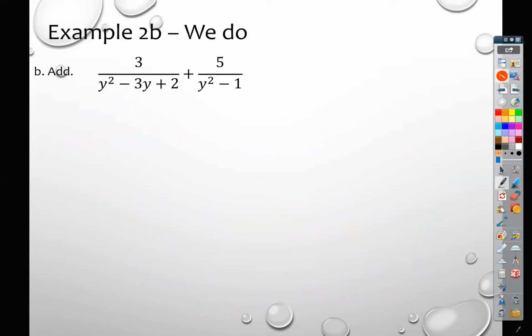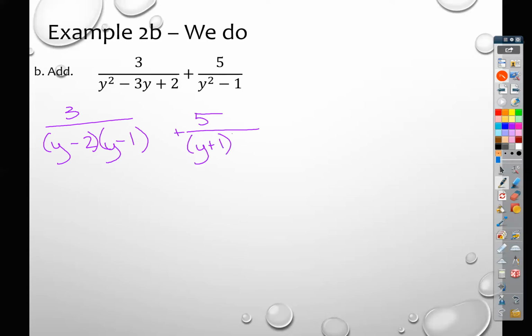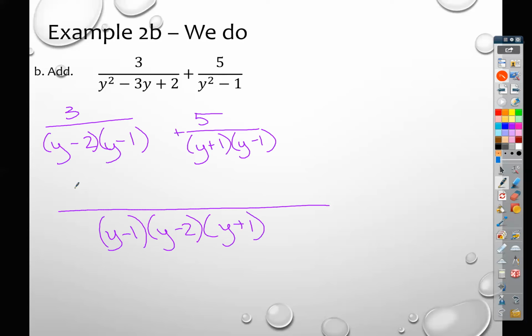Okay, so let's factor this. So we have 3 over y times y, 2 times 1, both signs would have to be negative, plus 5 over, that's a perfect square, so y plus 1, y minus 1. Right, they have a y minus 1 in common. They do not have a y minus 2 or a y plus 1 in common, so you have to write both of those. So what do I need to multiply to this denominator to get this one? I'm missing the y plus 1.